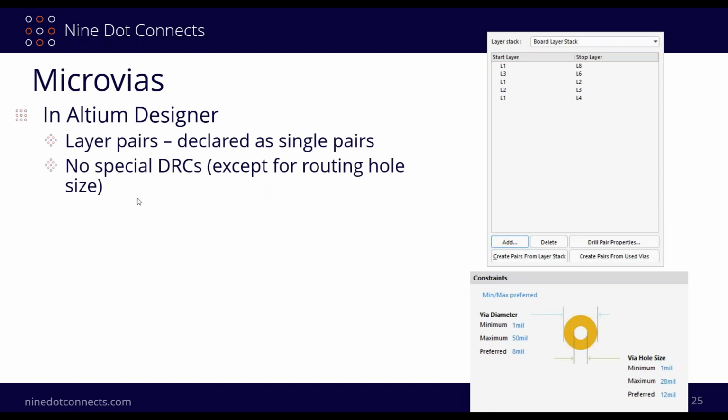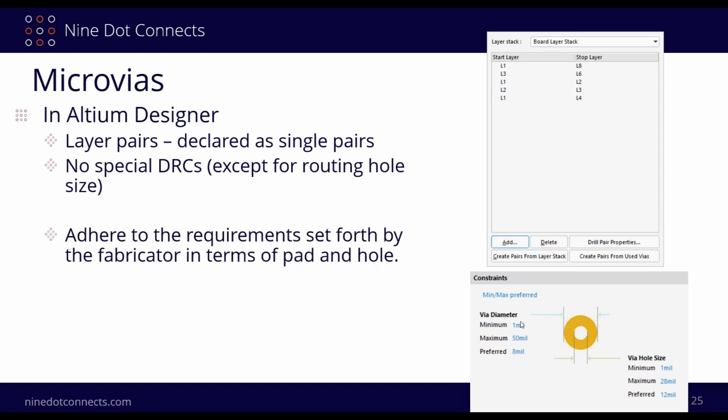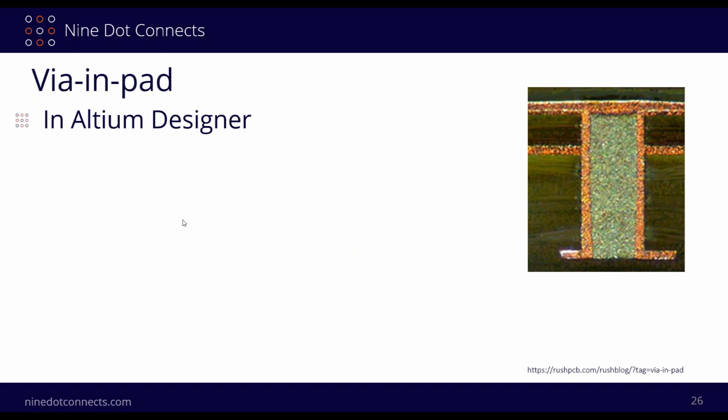Okay, no special DRCs except for the routing hole size, which you just talked about over here. And of course, you've got to adhere to the requirements set forth by the fabricator on this. So don't just put things down blindly thinking that the fabricator will figure it out. They really have got to give you their limitations on what they can and can't do. And documentation, what I mean by as usual is that it works the same way as any other plated hole, right? Whether it's a through hole or a blind or buried via, Altium is going to take care of that documentation for you. Via in pad and Altium Designer.